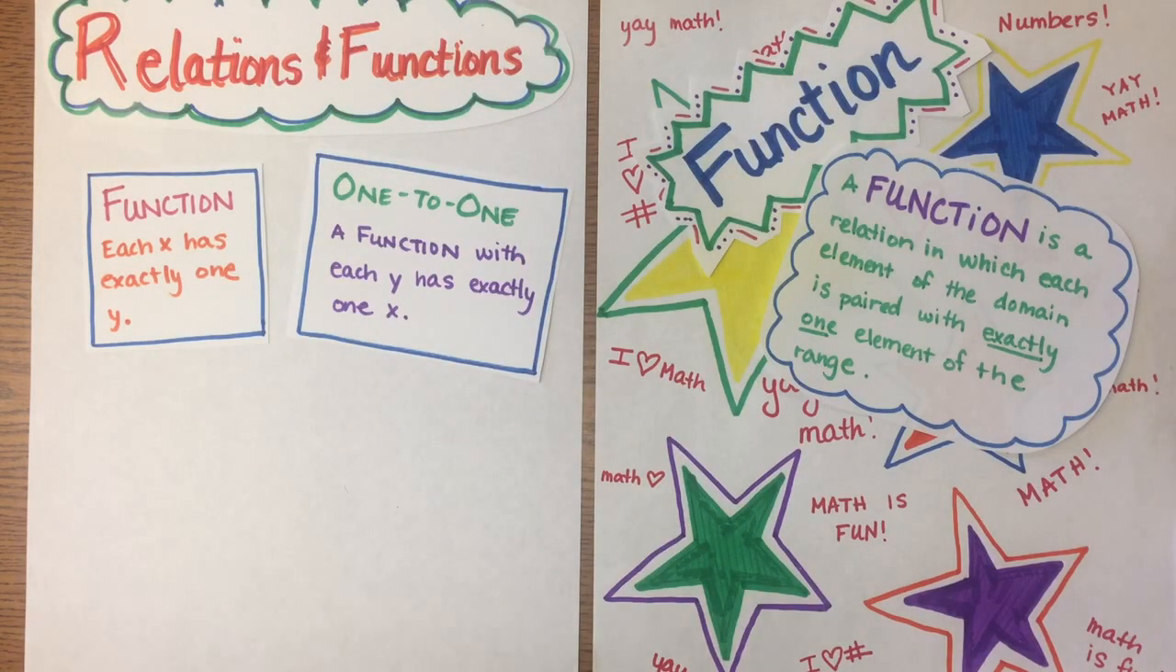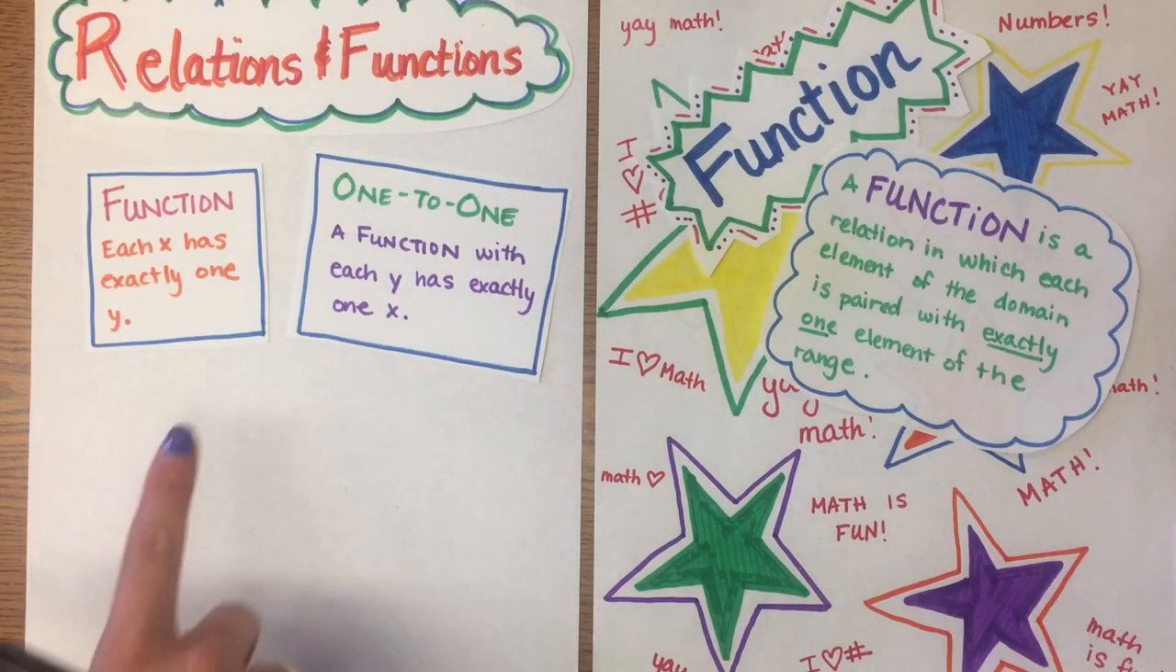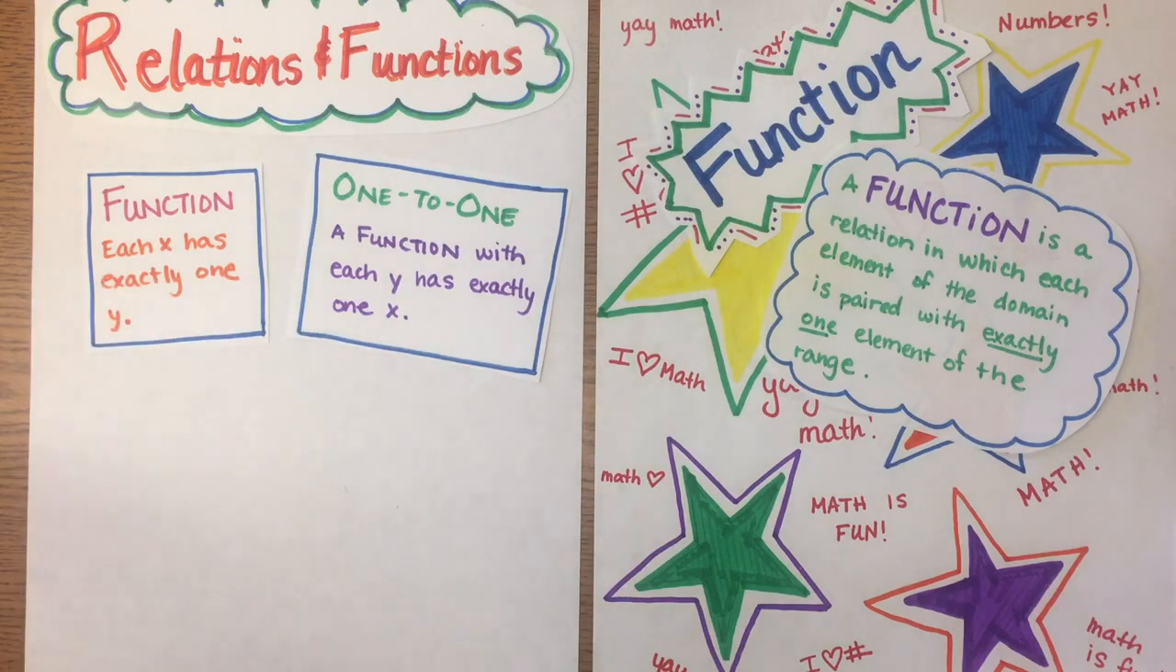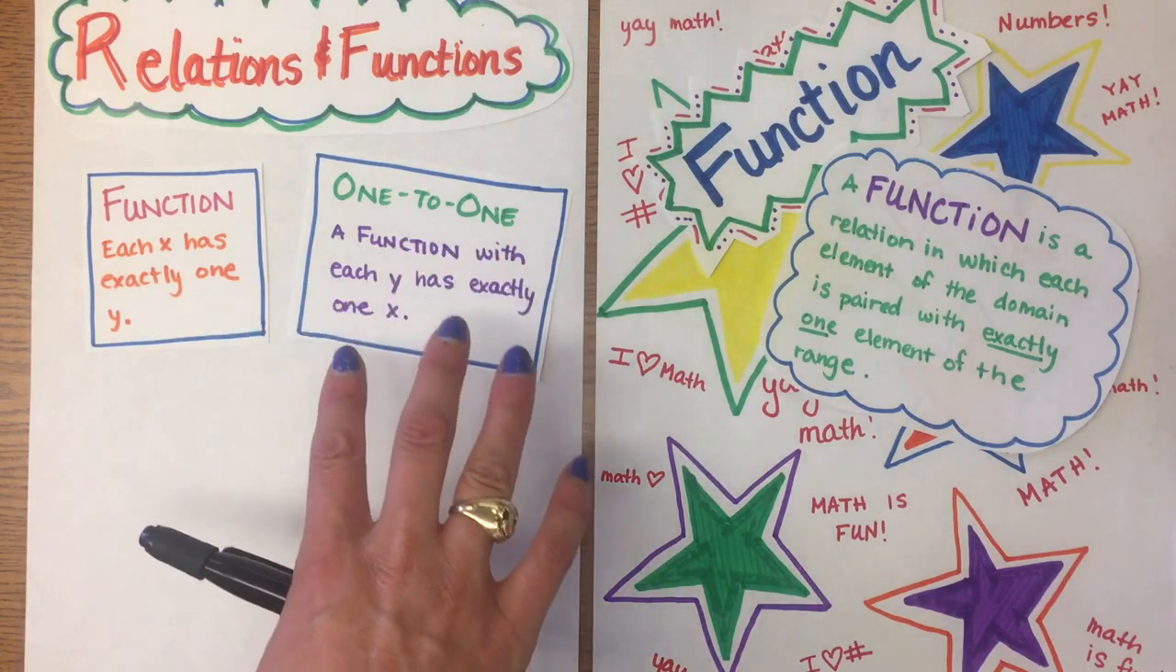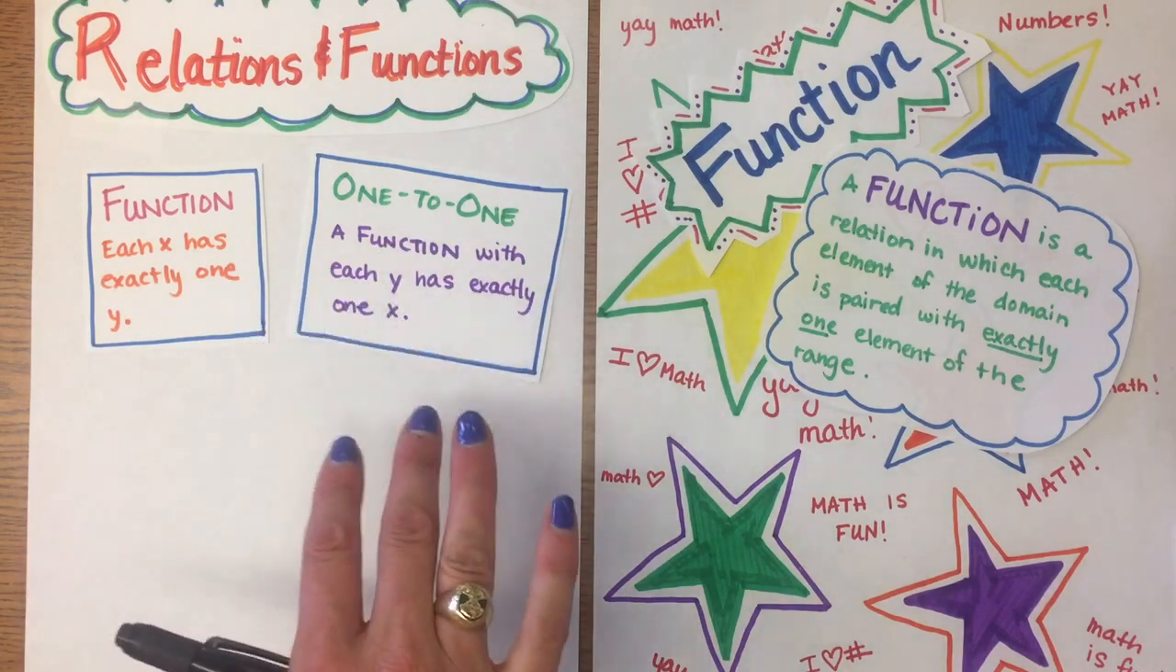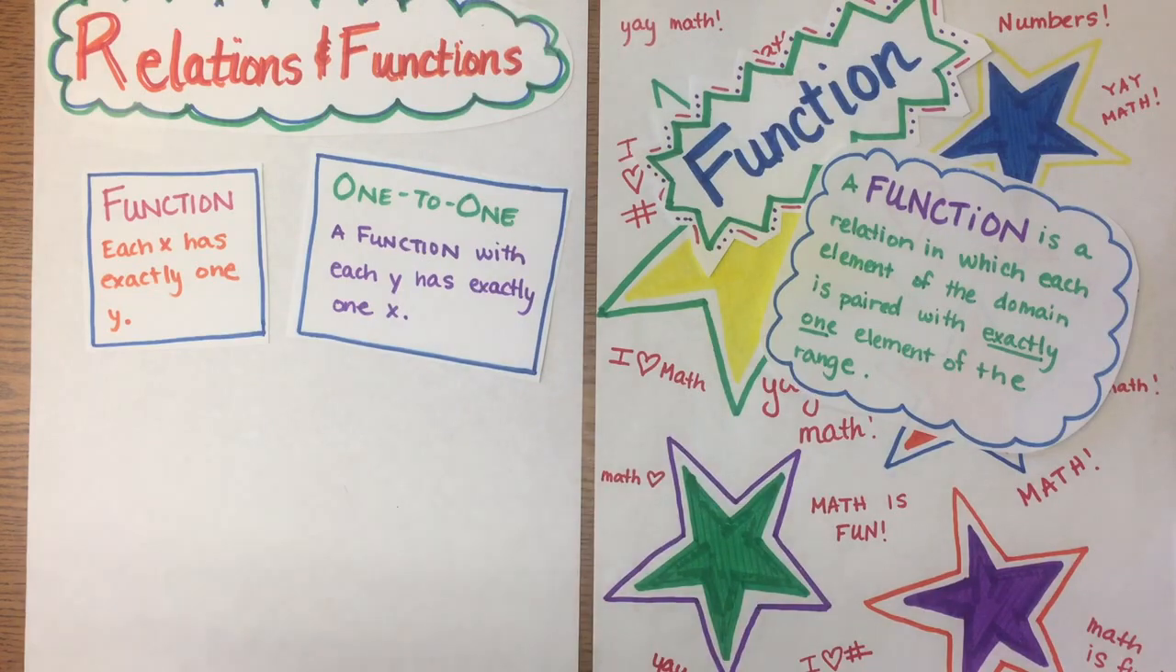One-to-one functions are functions, so each x has exactly one y, with each y having exactly one x. So in order for something to be one-to-one, it must be a function, and in order for something to be a function, it must be a relation. So all one-to-one are also functions and relations. So if something's not a function, it can't be one-to-one.